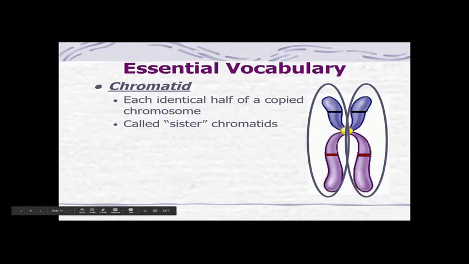So those 2 halves of that chromosome are called chromatids, each identical half of a copied chromosome. These are often called sister chromatids. And remember, they're exactly the same. They're a copy of each other.